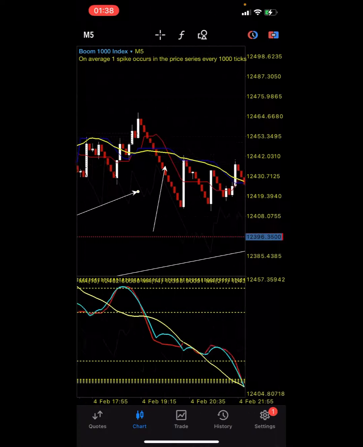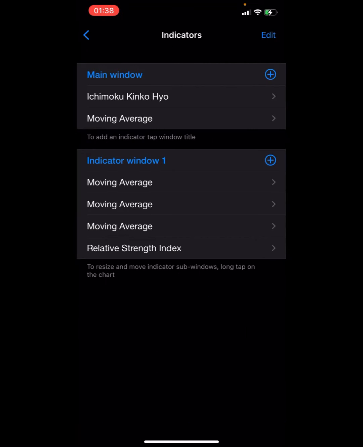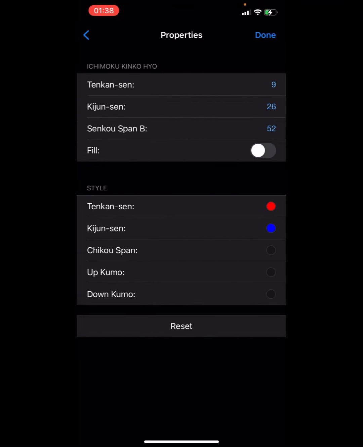All right guys, so let's go straight to the settings. In the settings we have the Ichimoku, and under the Ichimoku, Tenkan Sen is 9, Kijun Sen is 26, Senkou Span B is 52. All right, then the Tenkan Sen style red, the Kijun Sen is blue, while others make it the color of your background so that you don't see it at all on your background.